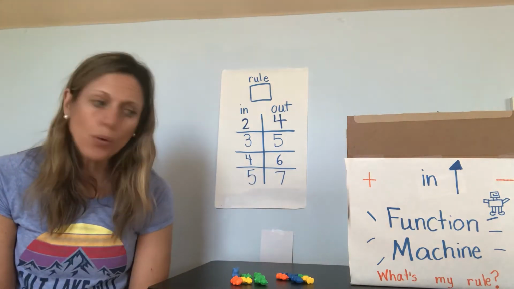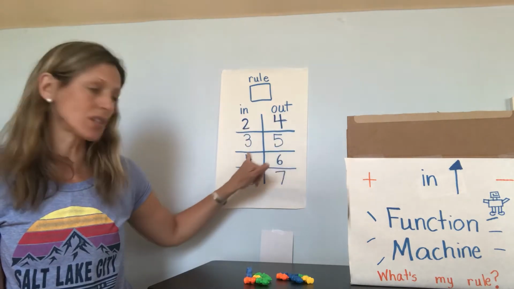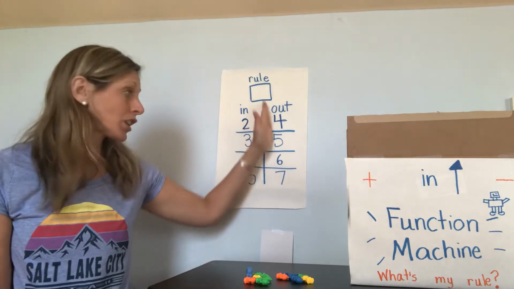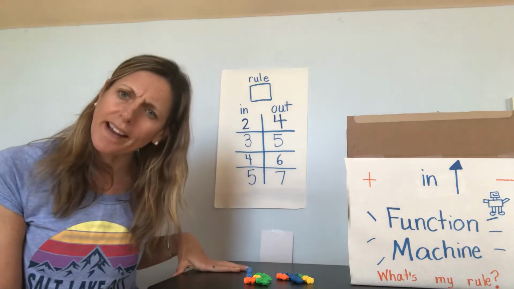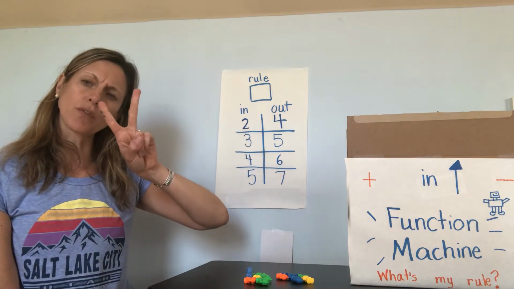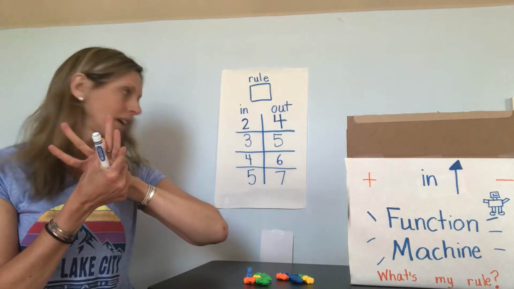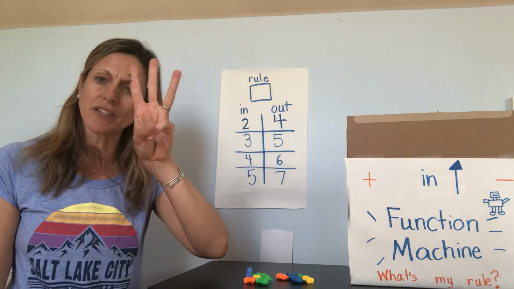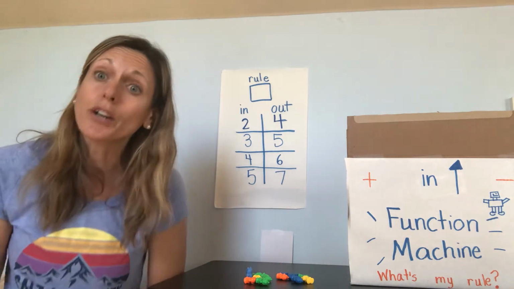So what are you noticing, boys and girls? What are you noticing with the ins and outs? Yes, the number's increasing. That means it's getting bigger. How many is it getting bigger by? If we started with 2 and then we got to 4, how many did it get bigger by? Or if we started at 3 and we went to 5, how many did it get bigger by? Yes, it got bigger by 2.